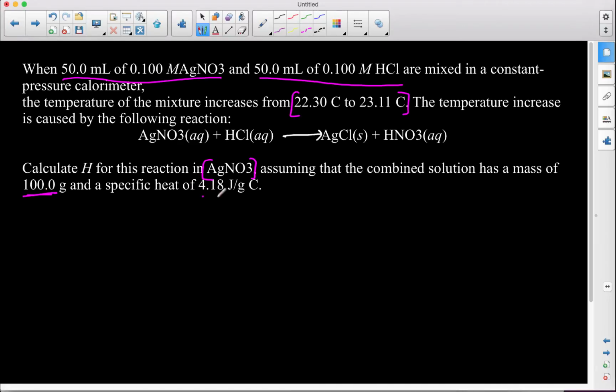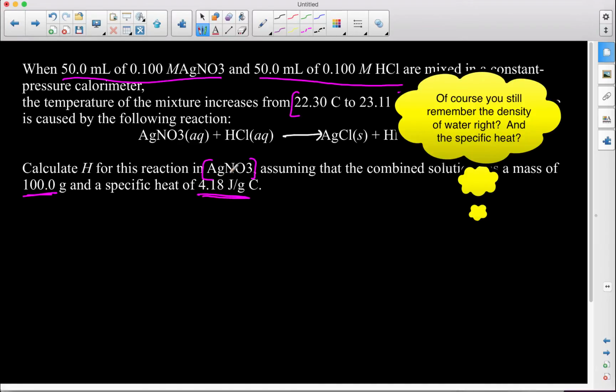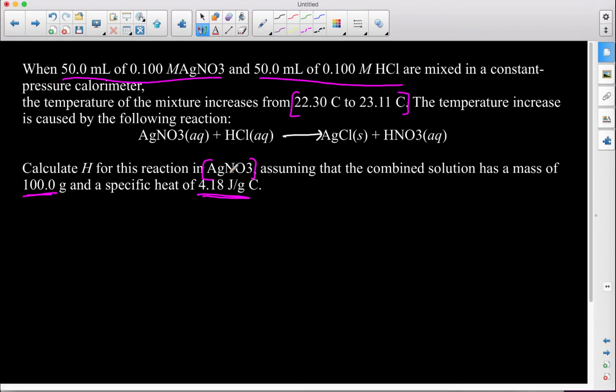And a specific heat, which we recognize as being the specific heat of, ding, ding, ding, water. Because as long as my solutions are relatively dilute, we can assume that the constants that apply to water apply mostly to this mixture also, or the chemical reaction that's going to occur here. So obviously, I think we understand that we're going to have to do Q equals mc delta T.